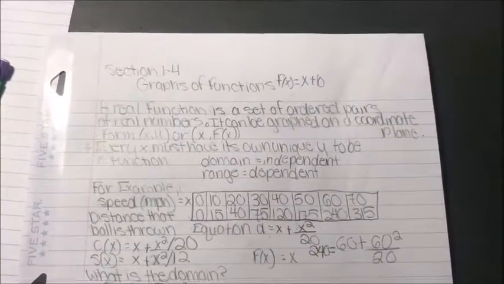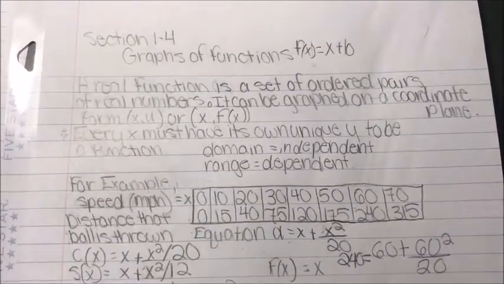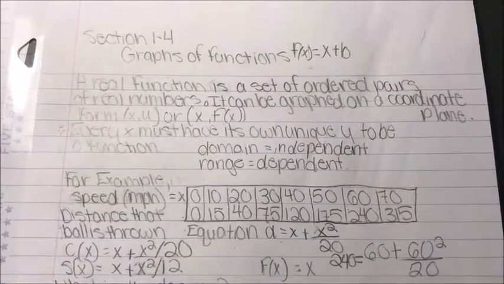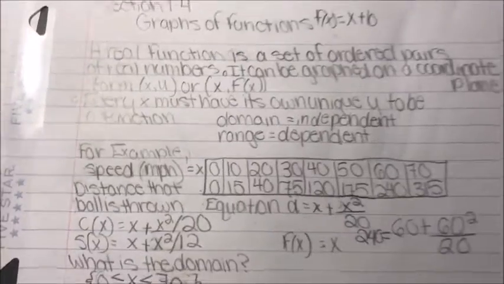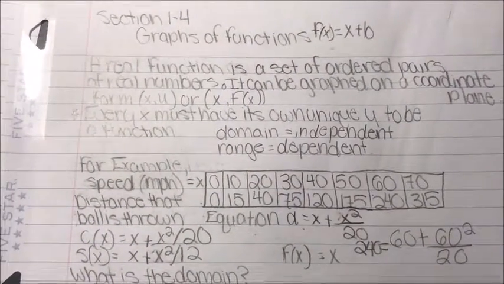This is section 1.4 and it's called graphs of functions. A real function is a set of ordered pairs of real numbers. It can be graphed on a coordinate plane in the form (x, y) or (x, f(x)). Remember that every x must have its own unique y to be a function.